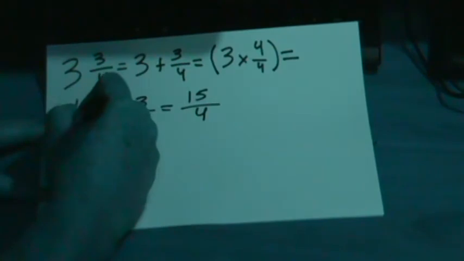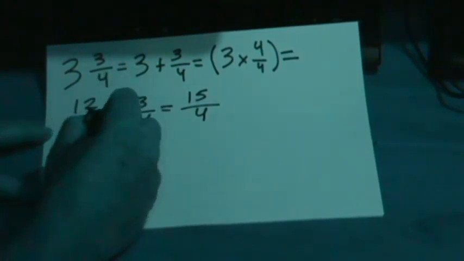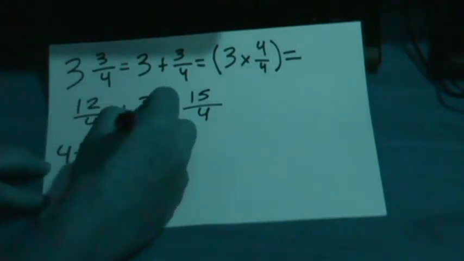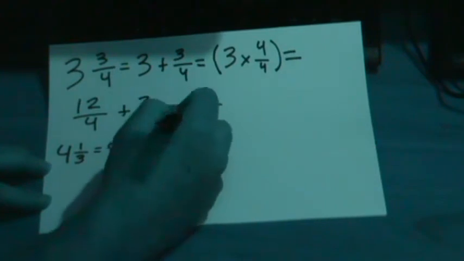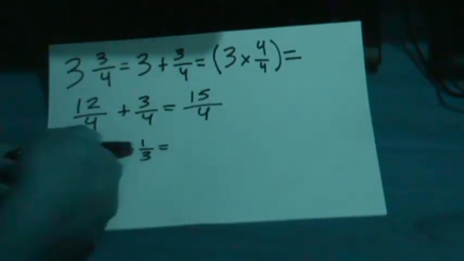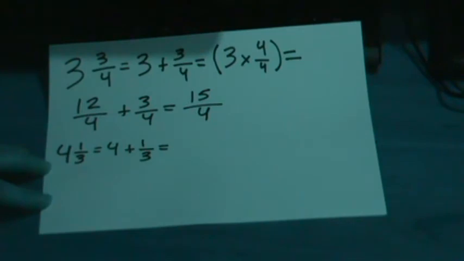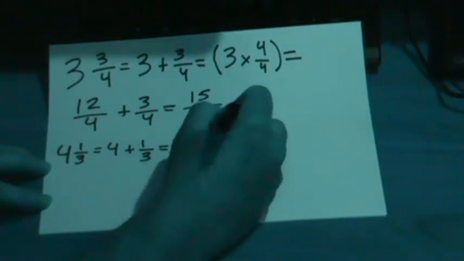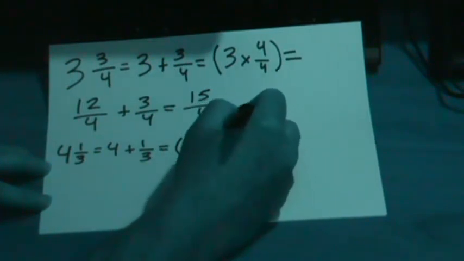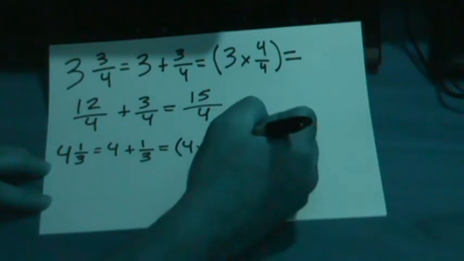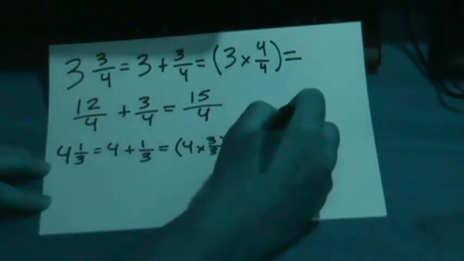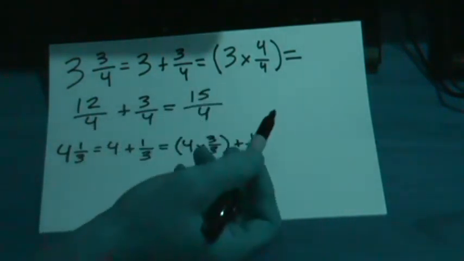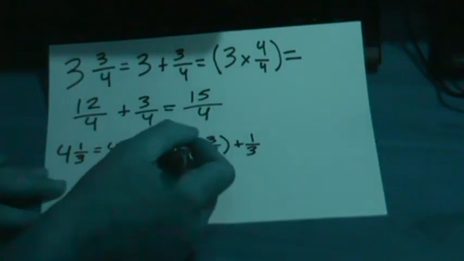And this is 4. And I'm going to write a little smaller because I'd like to have everything fit. 4 1/3. So this equals 4 plus 1/3. You with me? 4 plus 1/3 is 4 1/3. Now what we're going to do is multiply this 4 times 3/3. And then we'll add on the 1/3.